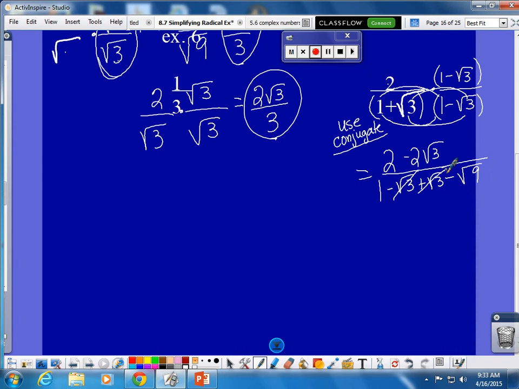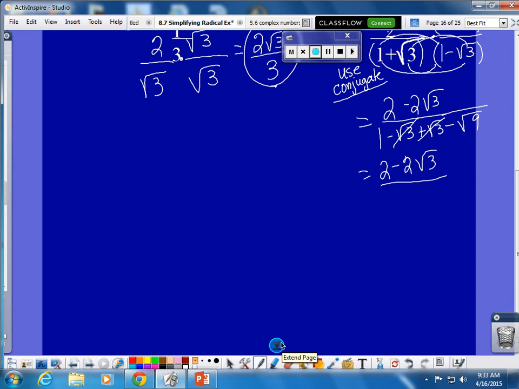Now what is the square root of 9? 3. So my numerator is 2 minus 2 square roots of 3. What's my denominator? 1 minus 3, negative 2. When I use that conjugate, I did it on purpose so that these radicals would cancel out. This one's going to be a perfect square, and I got what we were aiming for. There's no radical in the denominator.